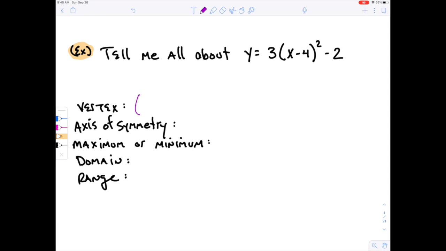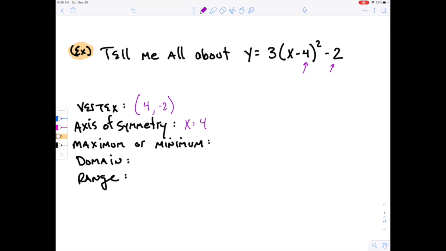So the vertex we can pull off immediately. So the vertex is positive 4 and negative 2. So done. My axis of symmetry has to go through the vertex, so its x is this number, 4. So far I have 2 of the 5 things already filled in.